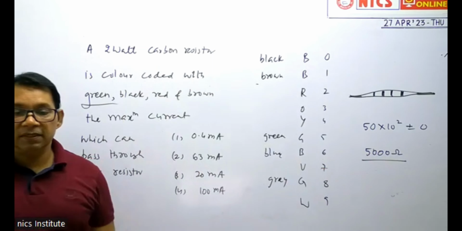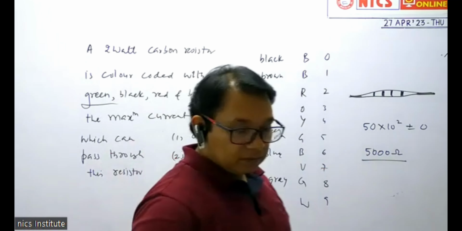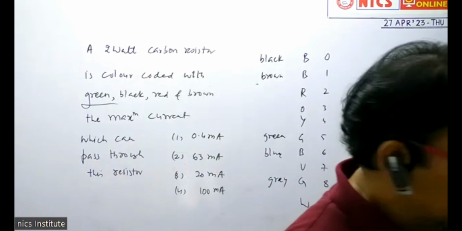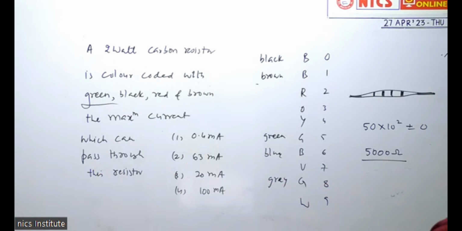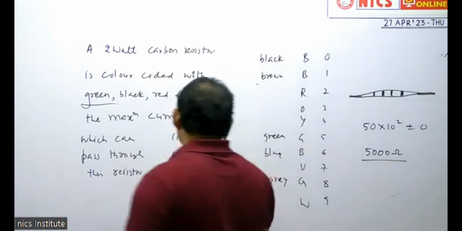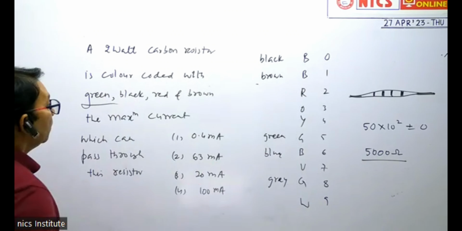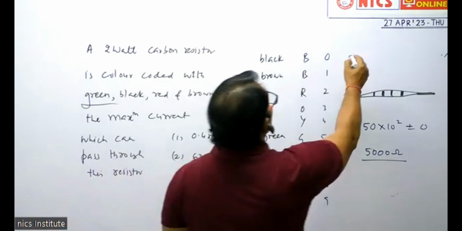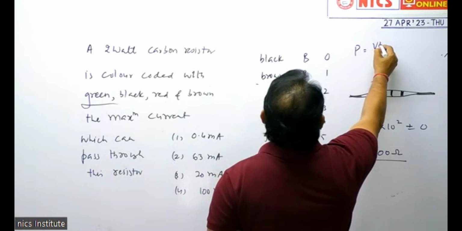First color, first digit. Second color, second digit. Third color is the power of 10, or number of zeros. Got it? And the last is basically the percentage error. Now we've been given the power of the bulb. P is equal to V square by R.